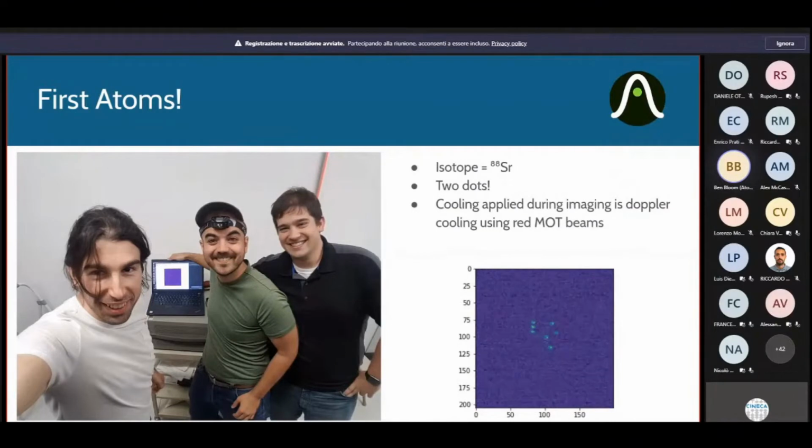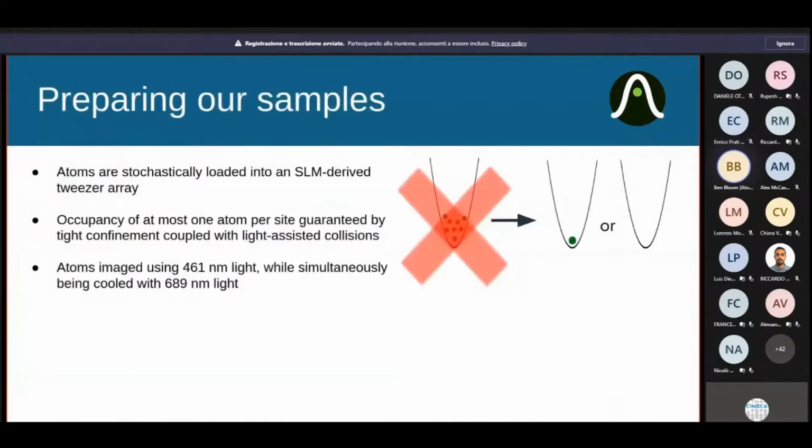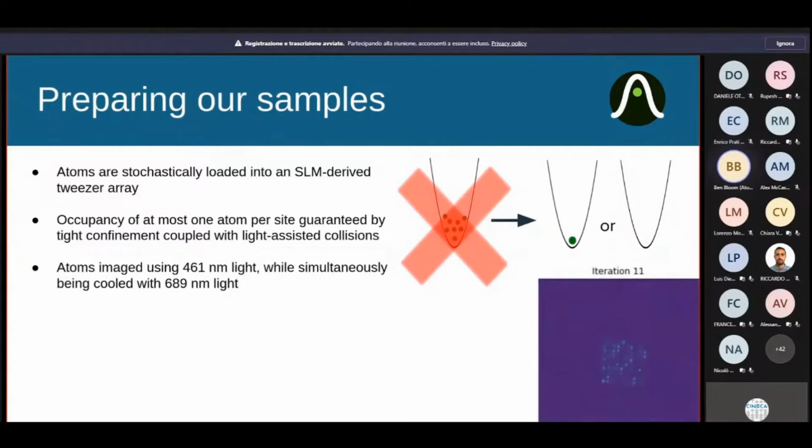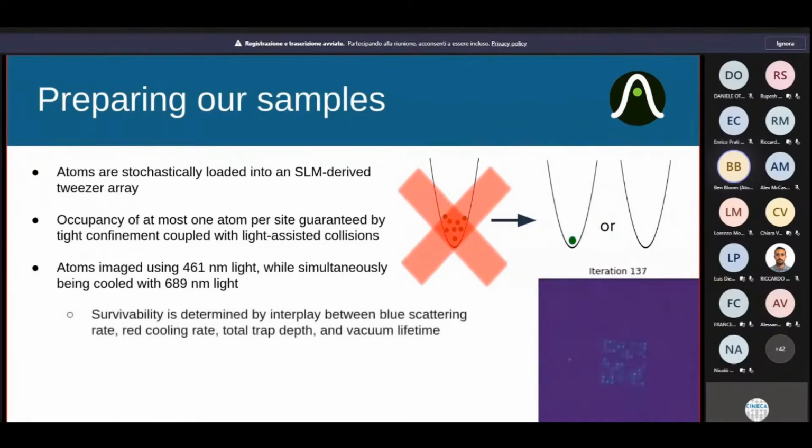When we did this in 2019, these are the first images we ever took of our qubits. This is actually 88 strontium. The atoms are loaded stochastically when you do this process, and it is nice because you can reload new sets of atoms. But when you start talking about how you're going to take those atoms and rearrange them into a useful quantum computer, you really want a tightly grouped array of atoms. Numbers start going a little faster, I apologize.